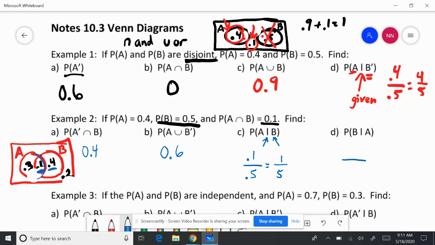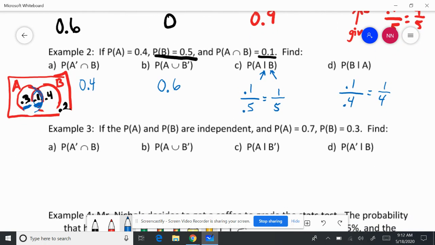Now, looking at letter D, the given is A. So A is our denominator, which is 0.4. Now, we're looking at A. These are our two possibilities. Of these two possibilities, which one is B? B is the 0.1. So 0.1 goes on top. Remember, no decimal fractions. So I'm going to put 1/4.